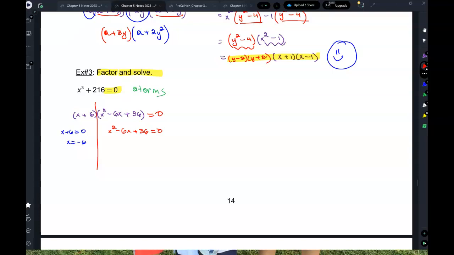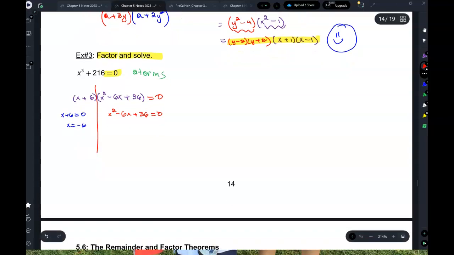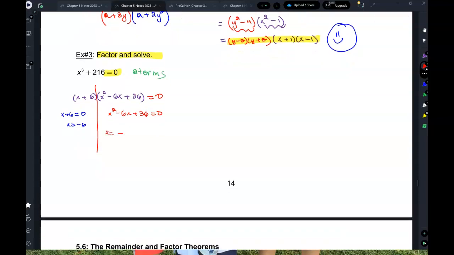Yeah, I mean, the quadratic formula always works. Or you can do completing the square. That's the thing. Okay, so let's do the quadratic formula. X equals negative b plus or minus the square root of b squared, that's 36, minus 4ac, all over 2.